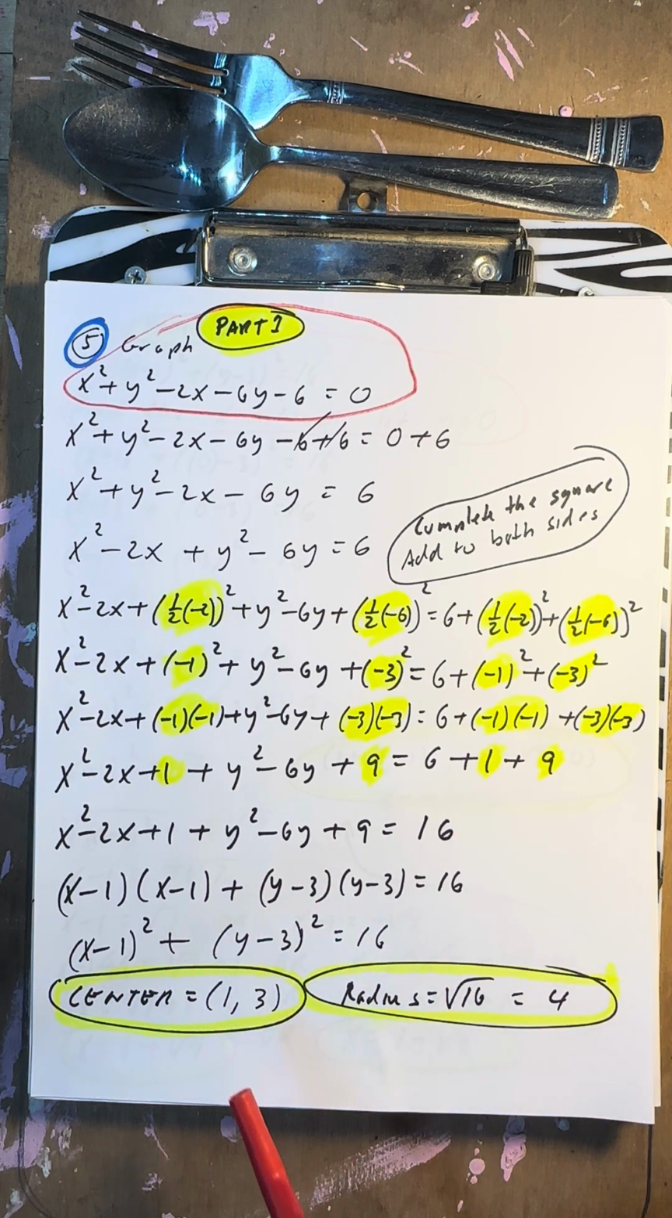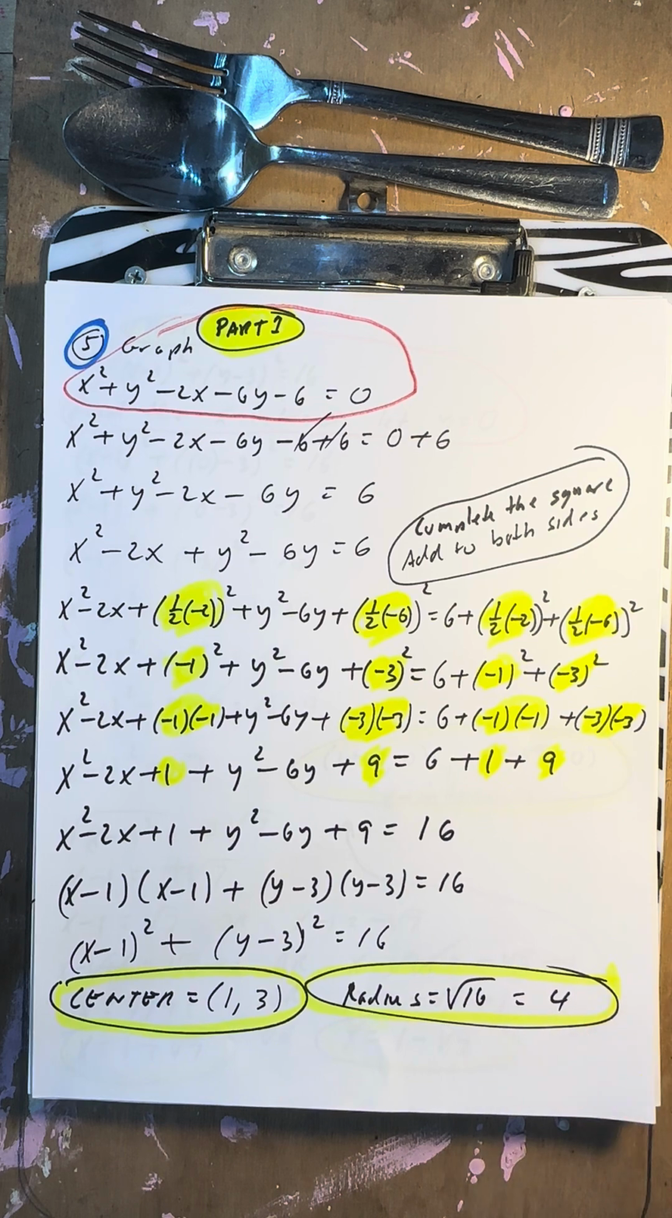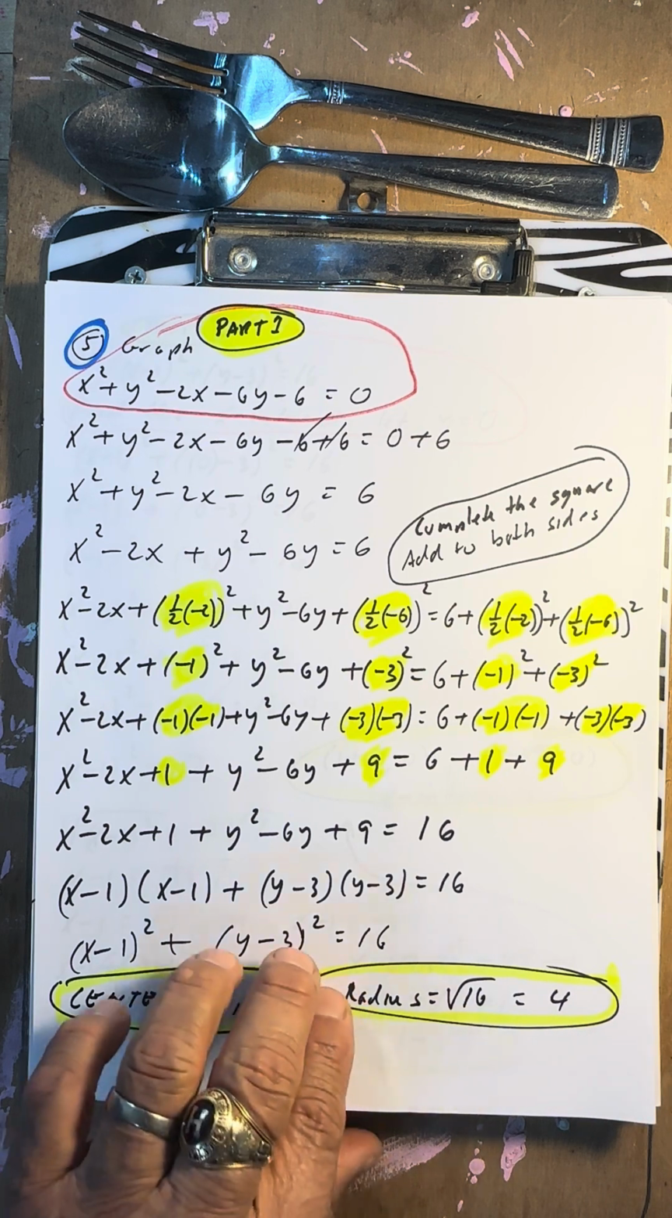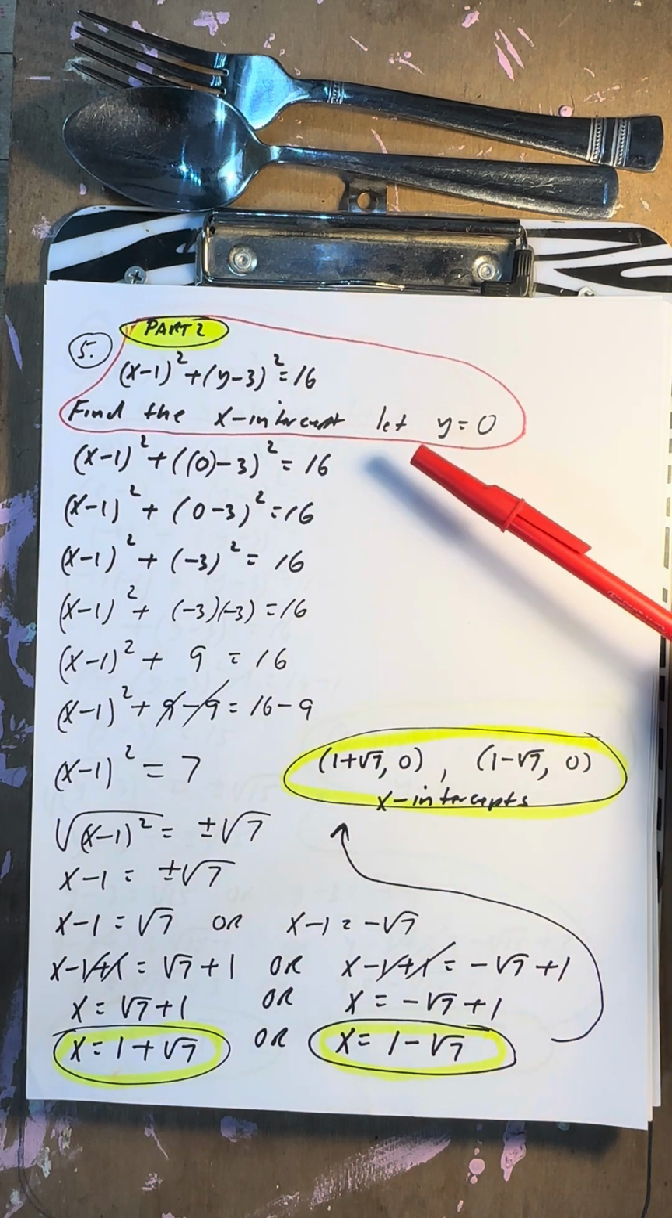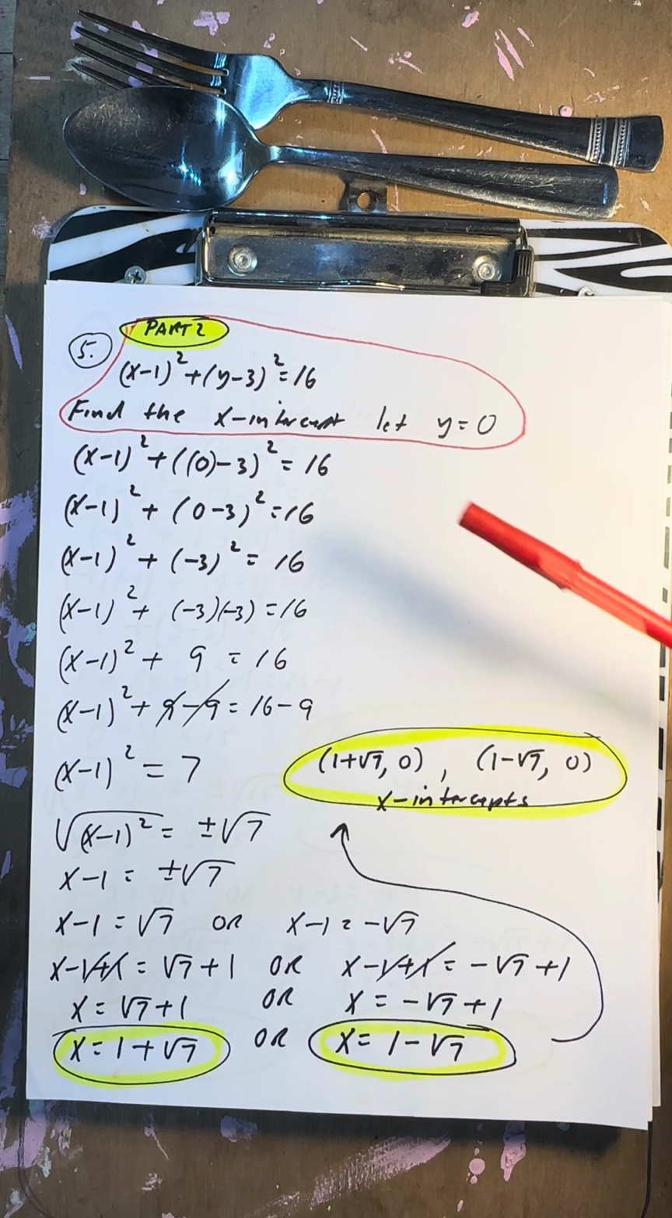Now, the center is always the opposite of these numbers here. So that's going to be 1 and 3 is the center. Radius is the square root of this number, square root of 16, which is 4. So we have the center. We have the radius. Now, we need to find more information on this. We need to find the x-intercept. Let y equal 0. So there's a y right here.